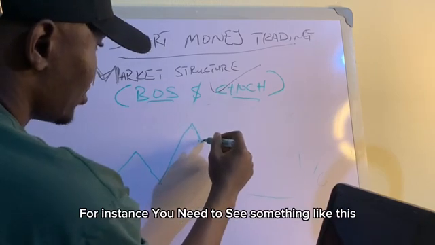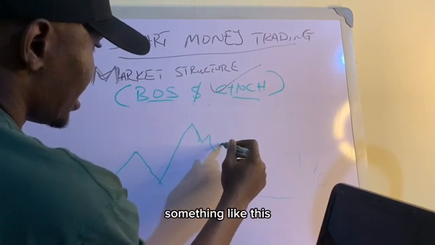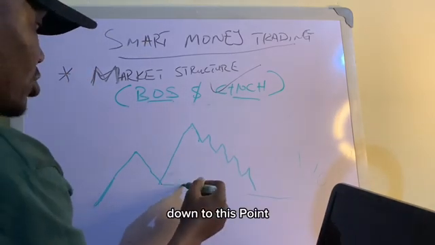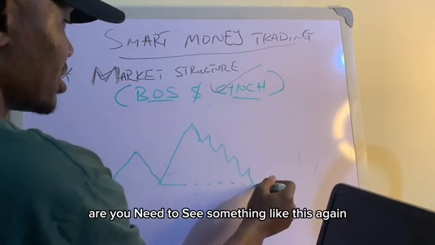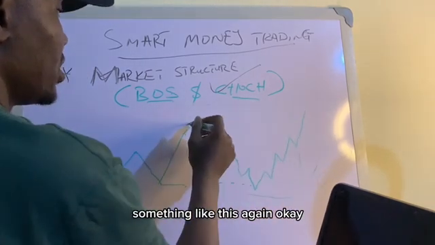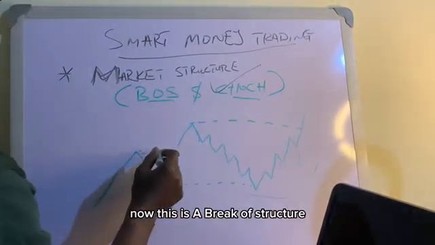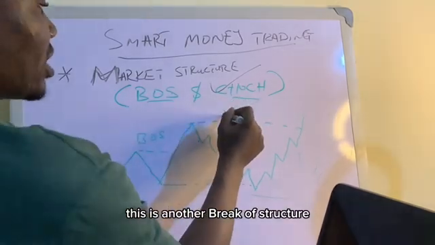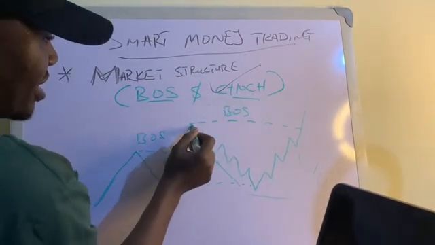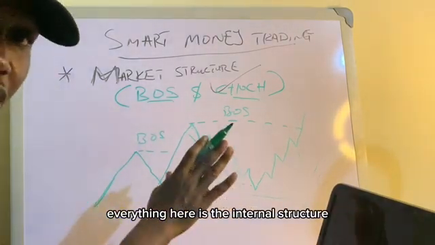For instance, you begin to see something like this, down to this point, and you begin to see something like this again. Now, this is a break of structure. This is another break of structure. Everything here is the internal structure.